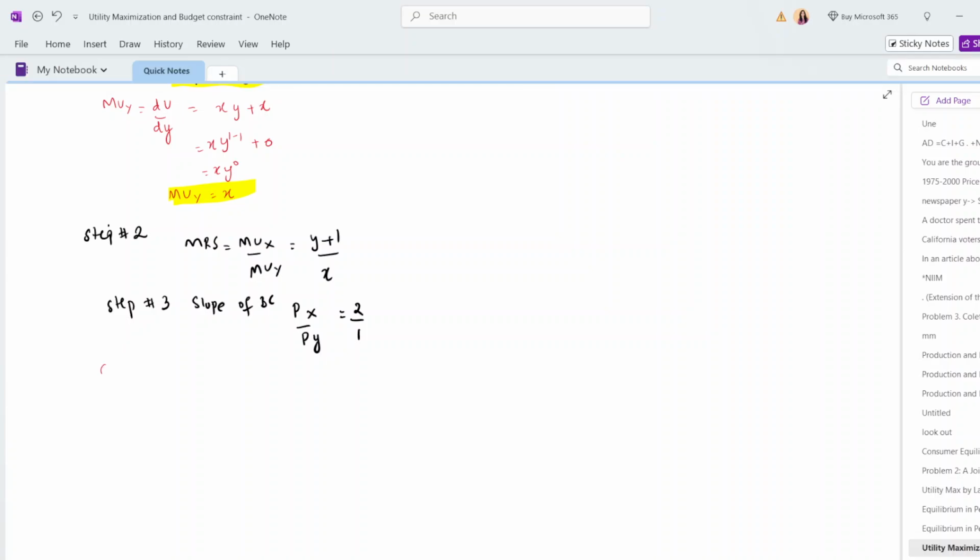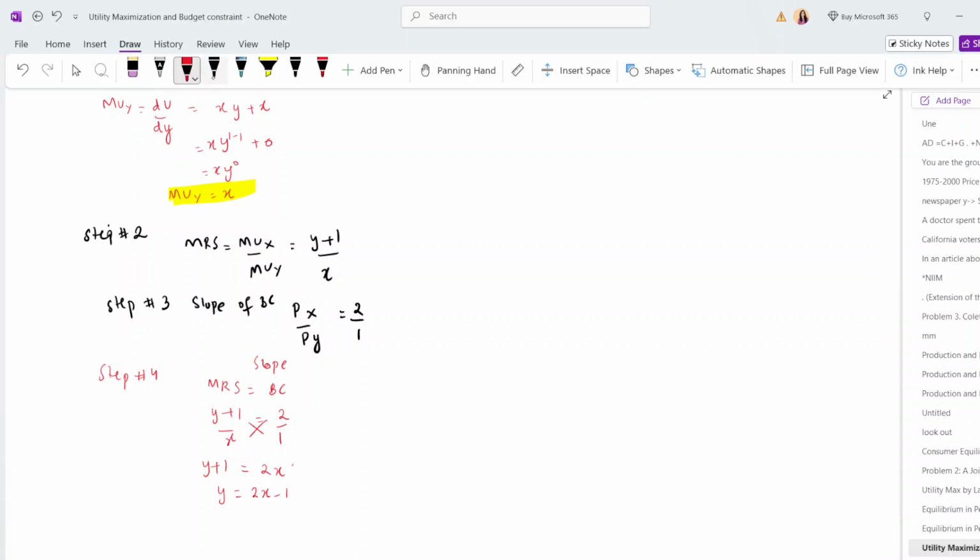Now we can move to step 4, equate these slopes together. MRS equal to budget constraint slope. Both of these are slopes. For MRS, it's y plus 1 over x. And on this side, it's 2 over 1. Cross multiplied, we'll get y plus 1. Multiply with 1 would just give us y plus 1 and 2x from here. Bring 1 to the other side, so we get the value of y from here. Now we have one value of y in terms of x.